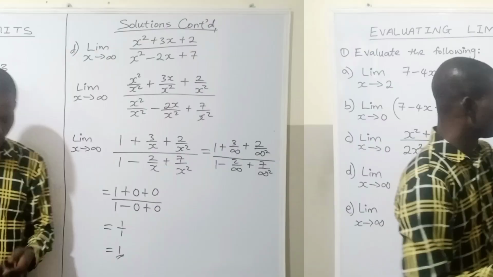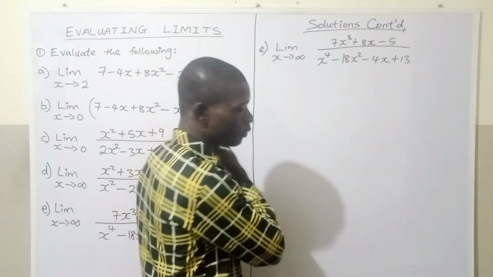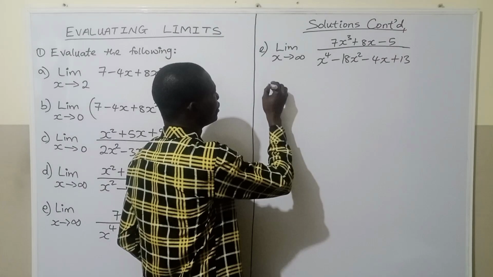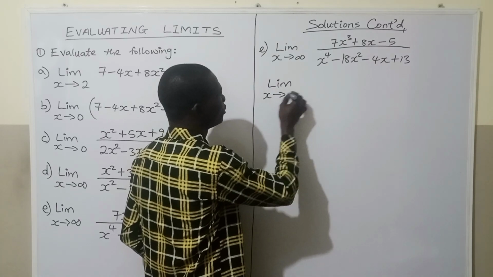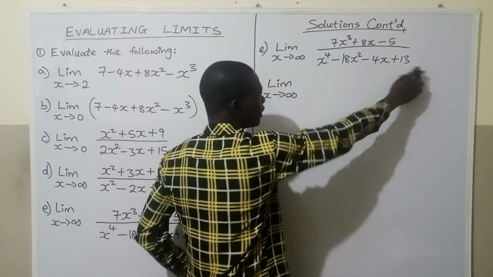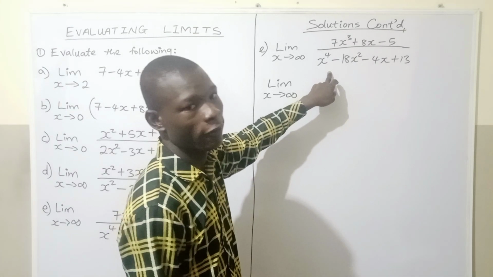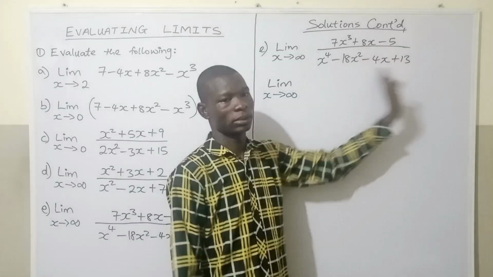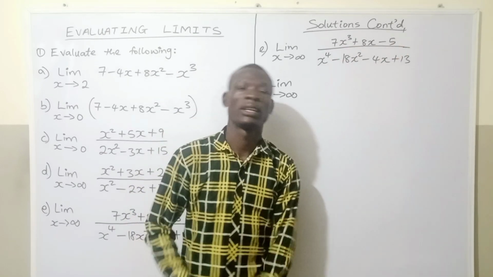Letter E. Limit as x tends to infinity. As before, we proceed like we did in letter D. Identify the highest power in the denominator. The highest power in the denominator is x raised to power 4. We are going to divide the denominator by this same x raised to power 4 and the numerator by the same what? X raised to power 4.